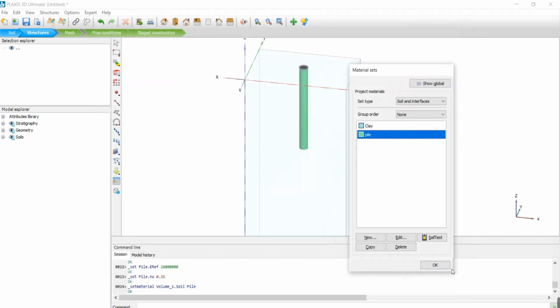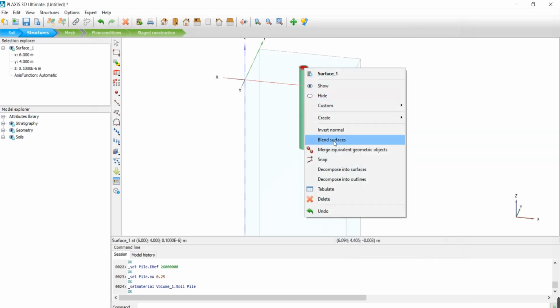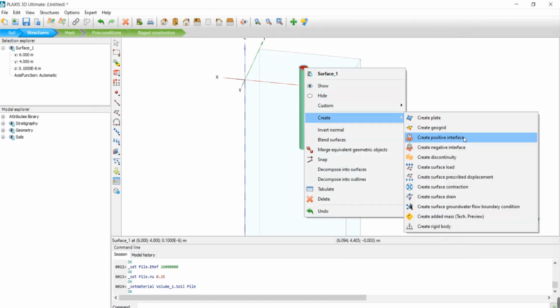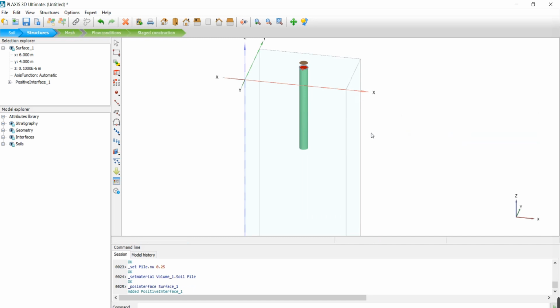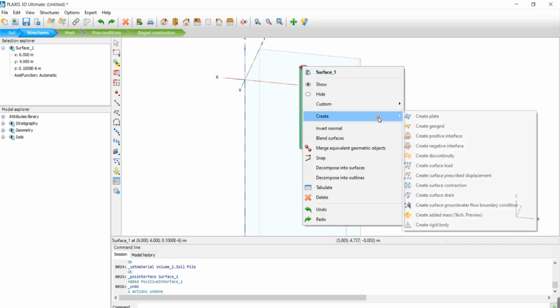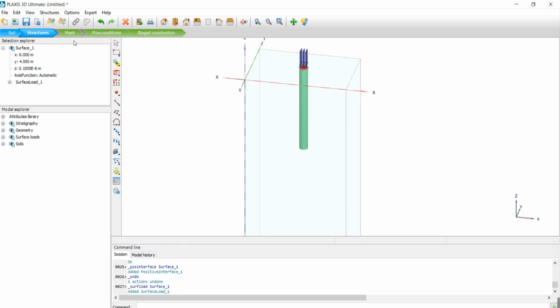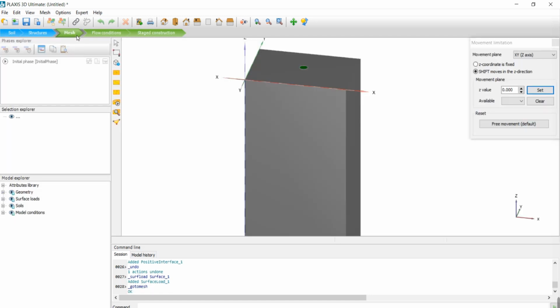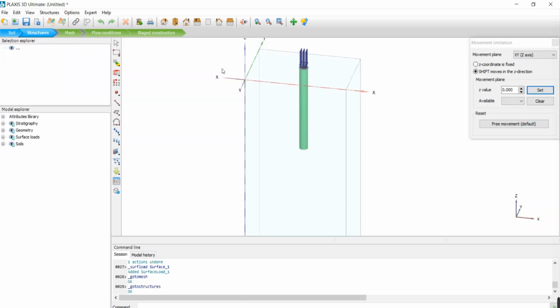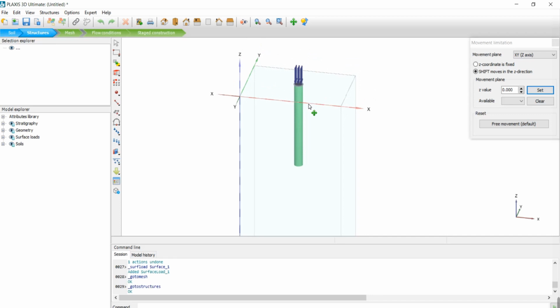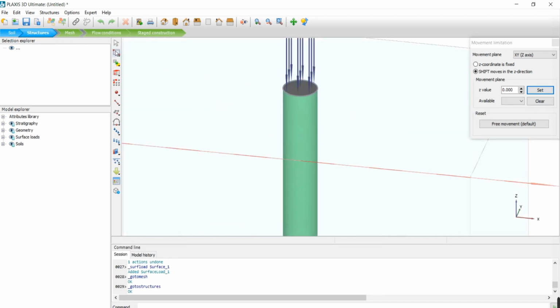So I just drag the material here, right click on the system, and create this positive interface, excuse me, and of course a surface load. For future references about the skin resistance around the system, I suggest doing this too.